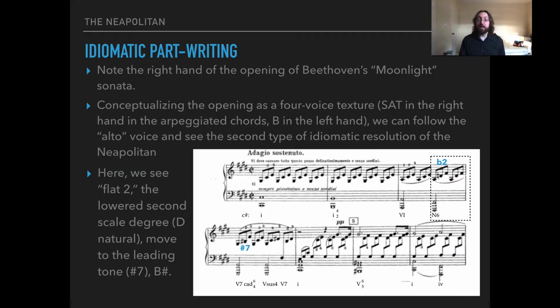In fact, we see Beethoven doing that in the first movement of his Moonlight Sonata. So if we conceptualize the opening as a four-voice texture, with a bass voice, a tenor voice, an alto voice, and a soprano voice, we can see that he follows this voice leading procedure. And we can follow, quote-unquote, the alto voice and see this second type of idiomatic resolution of the Neapolitan. So if you follow my mouse pointer and you look at this dotted box right here, we see the appearance of the Neapolitan. Let me play up until that moment.